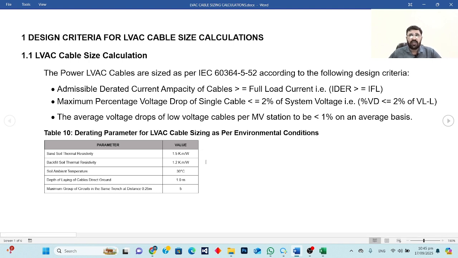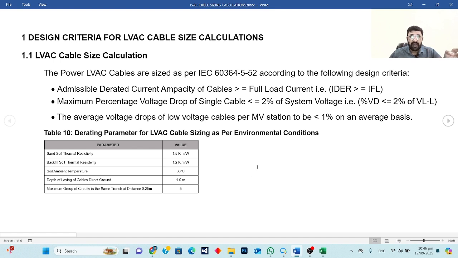And also they consider the ground temperature, like 20 degrees centigrade. And also they consider the depth of the cables where they are laying, like 1 meter or 0.8 meter depth. So we have to check these environmental conditions, and on that basis the cable ampacity is calculated.